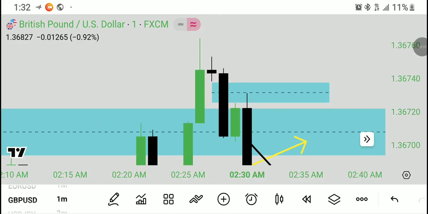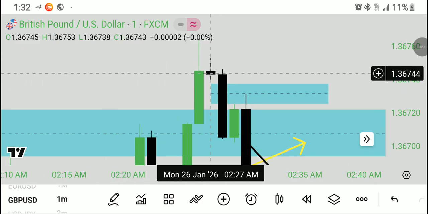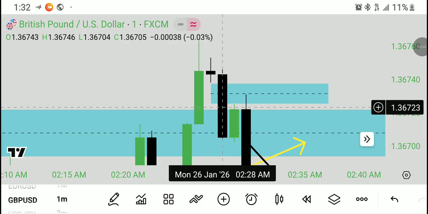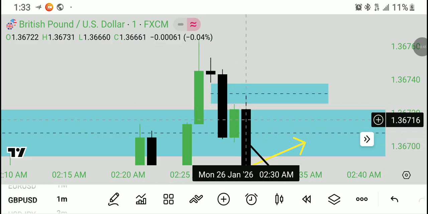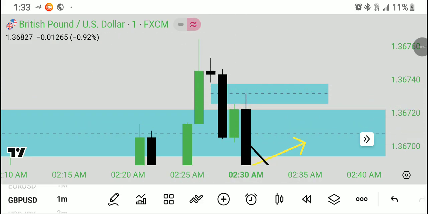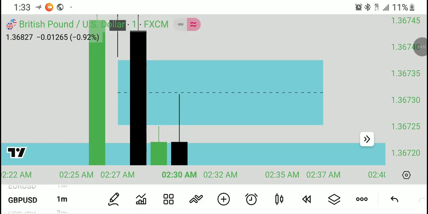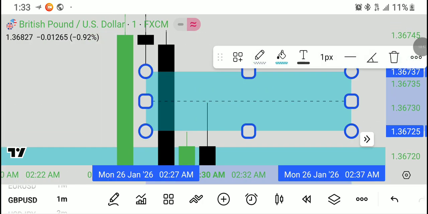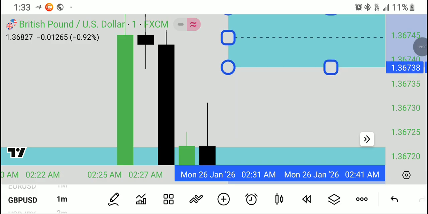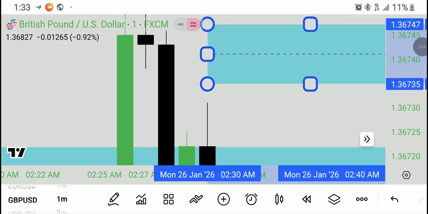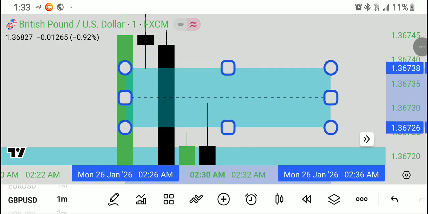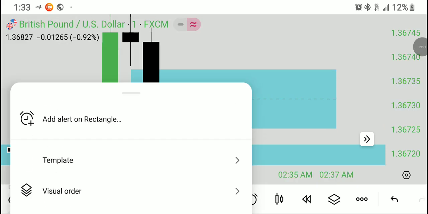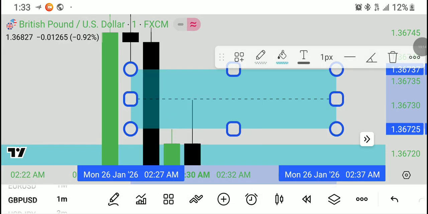You can see here after the drop down, the body was still respecting the gap, and this black candle only hit the middle of this gap that was created between here and there. You can see there's a gap there. Do you see the gap? And that is the reason why only the wick respected the candle, giving a beautiful setup.